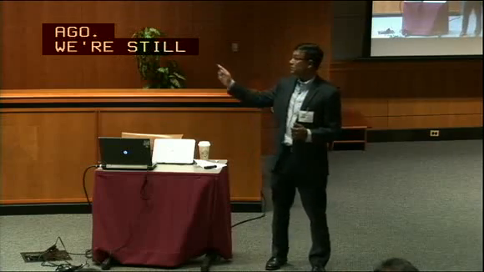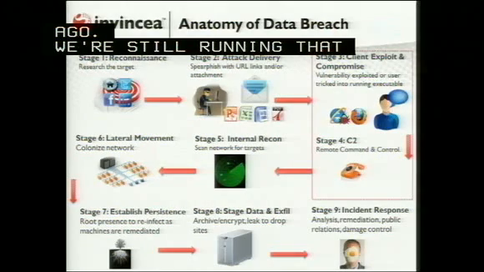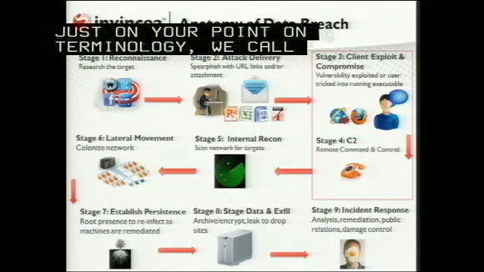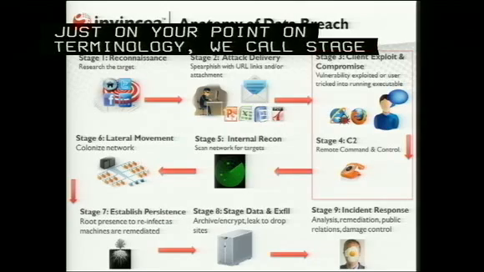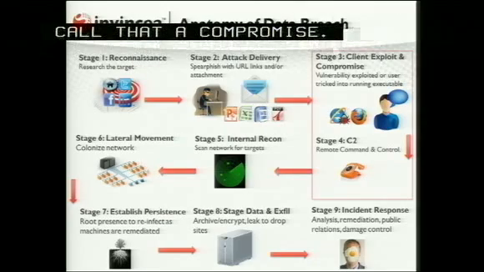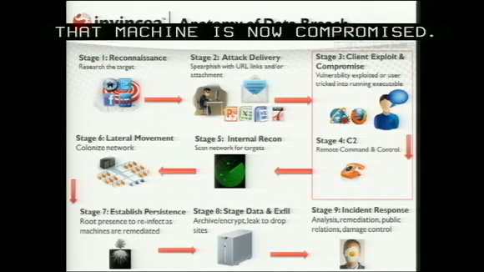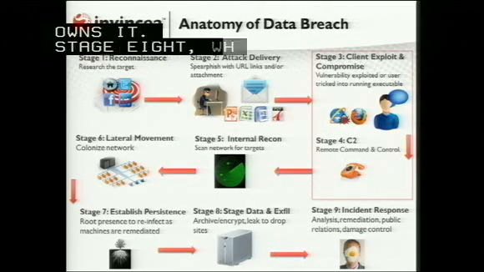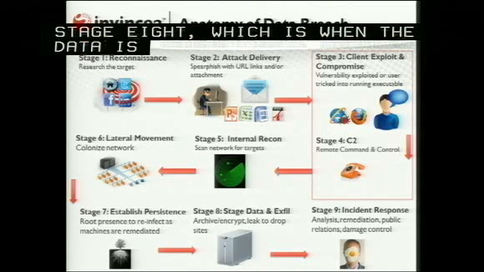Just a little point on terminology. We call stage 3, when the breach happens, a compromise. That means that machine is now compromised. Someone else took control and owns it. Stage 8, which is when the data is lost, is called exfiltration. That's called a data breach, right?